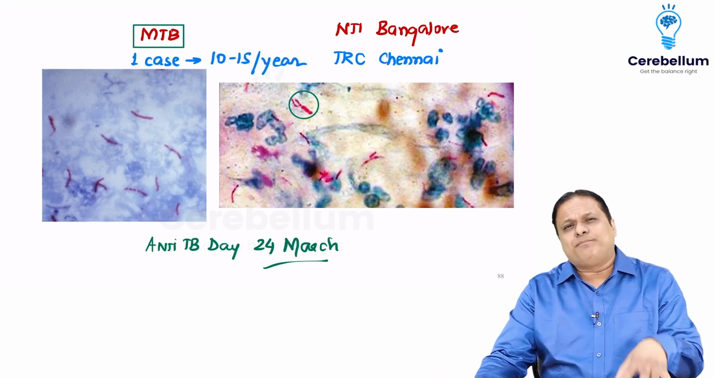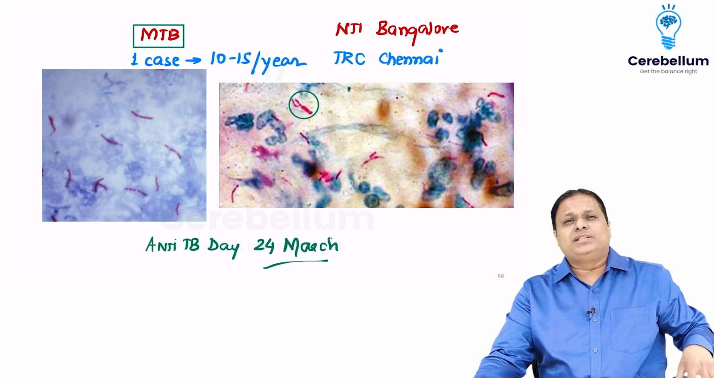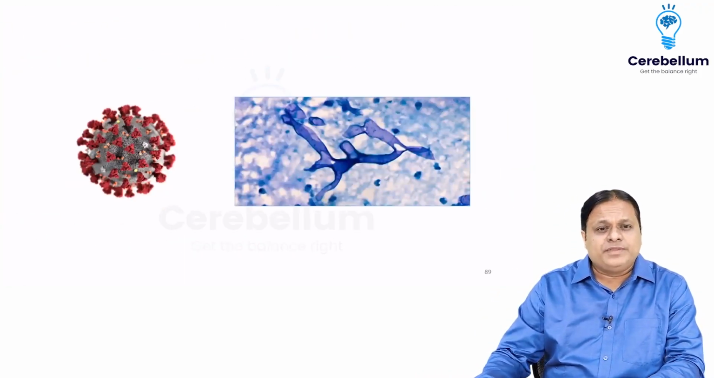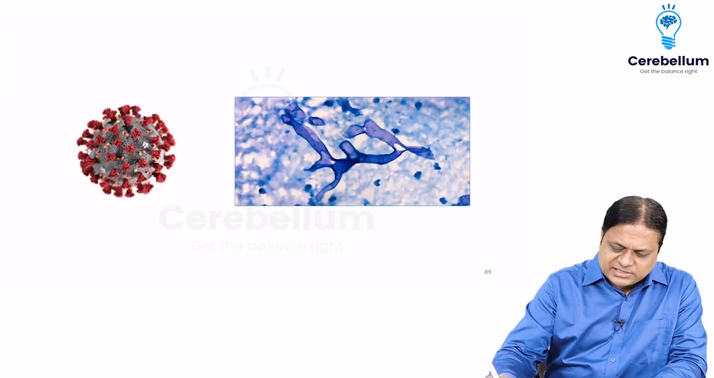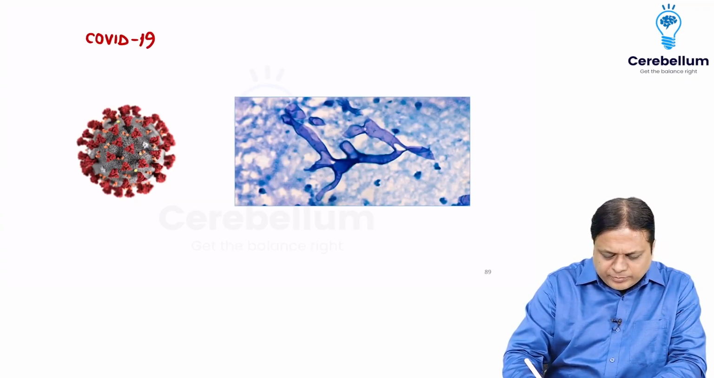In contrast, lepra bacilli, although they are also red colored acid fast bacilli, but they are in groups or clumps known as globi, and they are non-beaded. On the left side is, yes, easiest to identify, COVID-19.